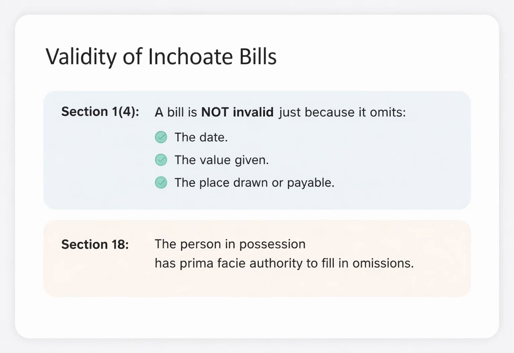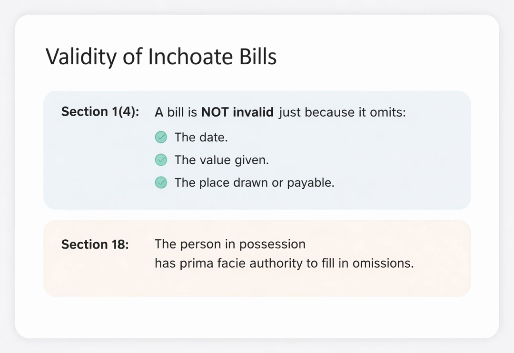Sometimes a bill is incomplete, which we call an inchoate bill. Maybe it's missing the date, the value, or the location. Does that make it void? No. Section 1.4 saves it. In fact, Section 18 gives the person holding the bill the authority to fill in those missing details within a reasonable time.